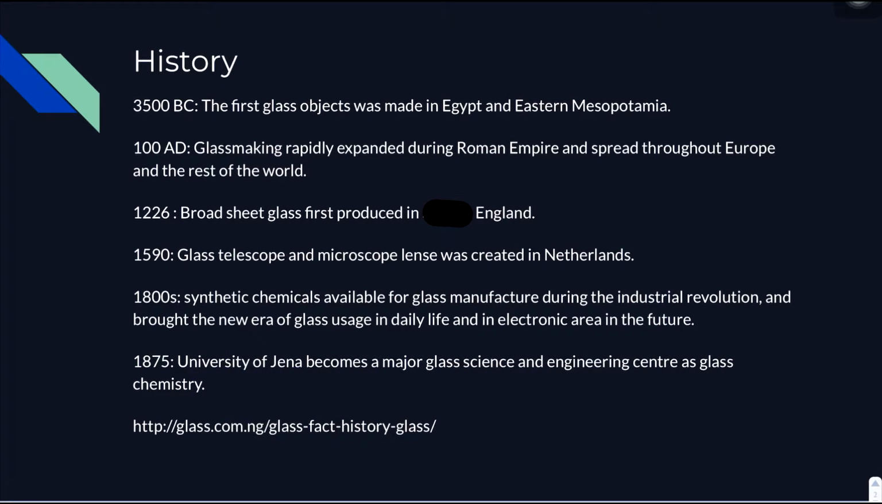In 1875, the University of Jena became a major glass science and engineering center as they focused on glass chemistry. Commercially, it is used in numerous applications such as car windows, architecture, fiberglass connections for communications, and commonplace Tupperware containers for food.